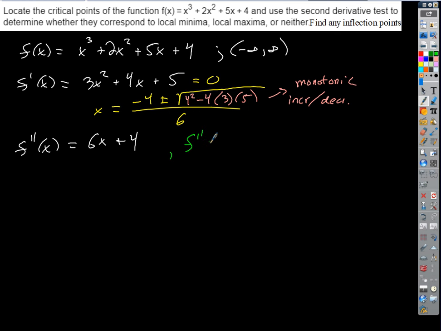The second derivative equals 0 when x equals -2/3. So we do get one place where the second derivative is equal to 0. Is that guaranteed to be an inflection point? No, it's a candidate, right? We'd have to check it, okay? So we'll make our table.